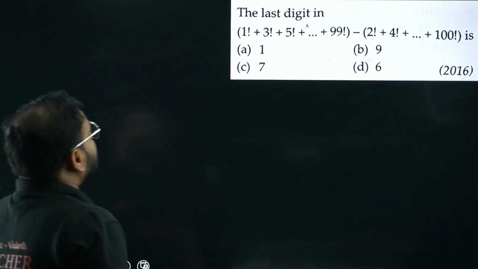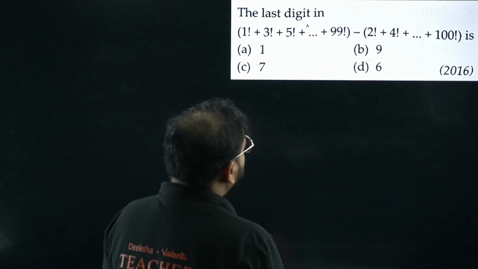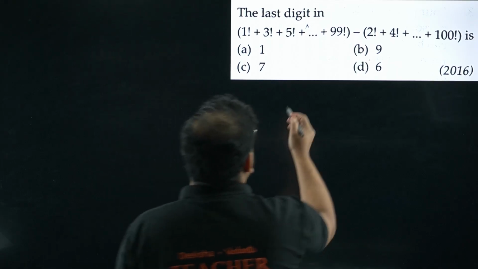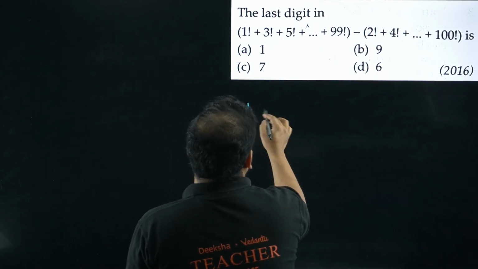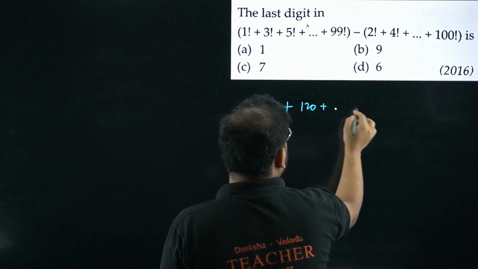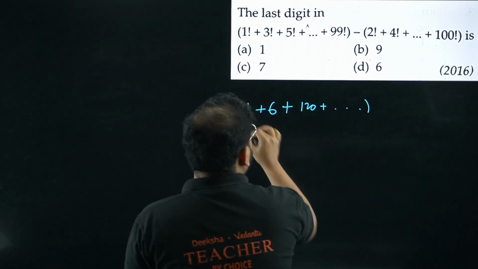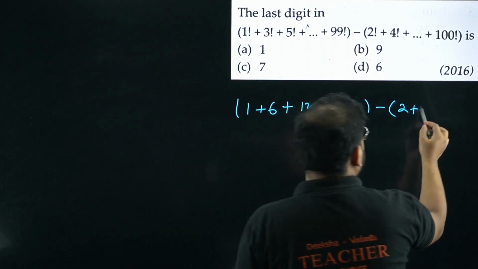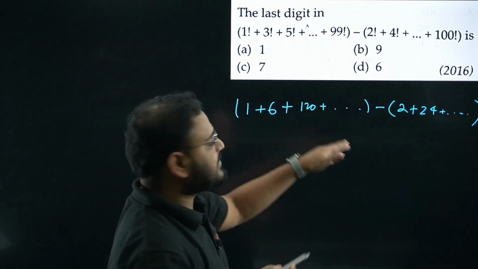Let's move on now. Now for this question, the last digit, okay, think about it. Yes, so if I do 1 factorial, I'll get 1. 3 factorial is nothing but 6. 5 factorial will have 120, and the rest of the terms will have 0 in the last digit. Won't you all agree? Okay. Now on this side, you'll have 2 factorial as 2, 4 factorial as 24, and the rest of the terms will have 0 in them. Next will come 6 factorial, so you'll have 0 in it.